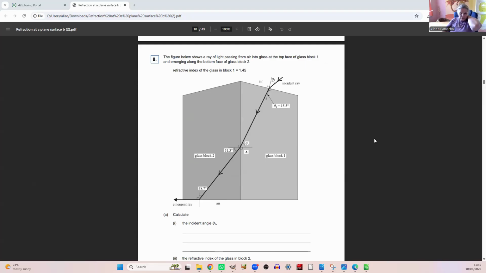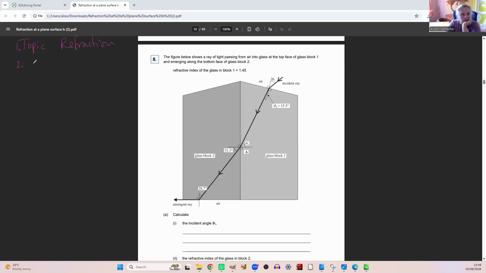Okay. The figure below shows a ray of light passing from air into glass at the top face of glass block 1 and emerging along the bottom face of glass block 2. The refractive index of glass block 1 is 1.45. Okay, so we are going to do this question and we are going to figure out what the topic is. Well, the topic is refraction.